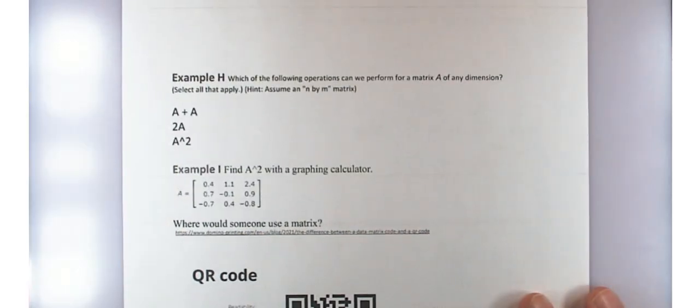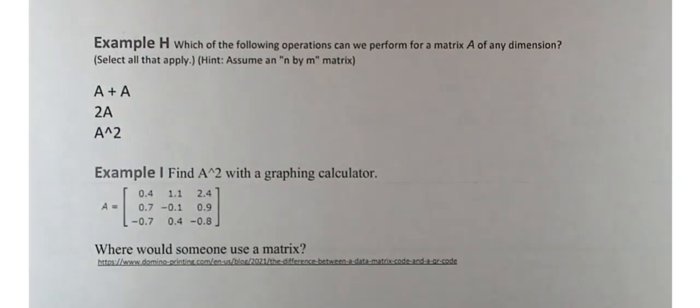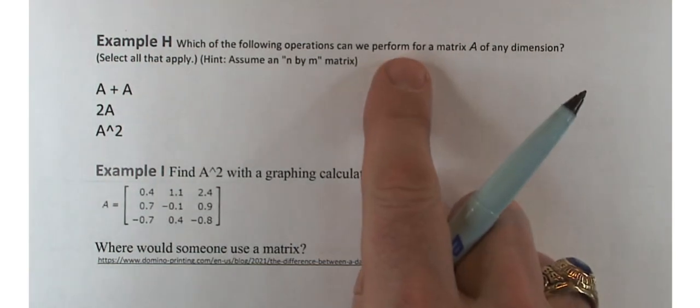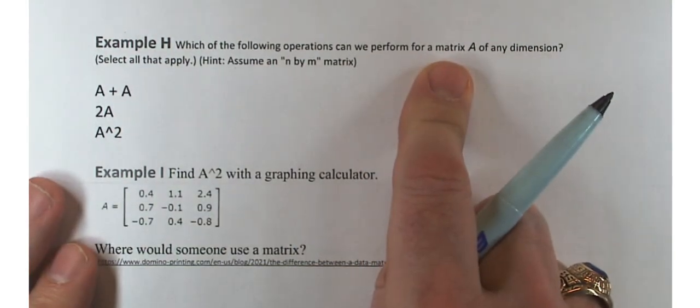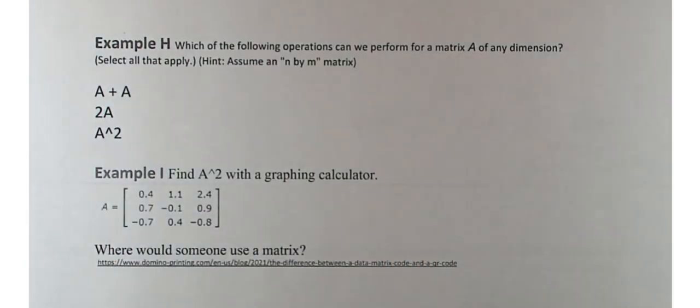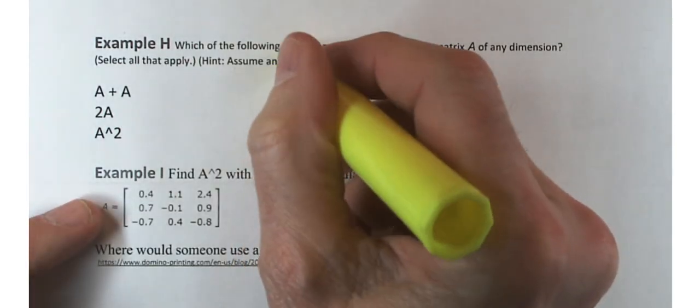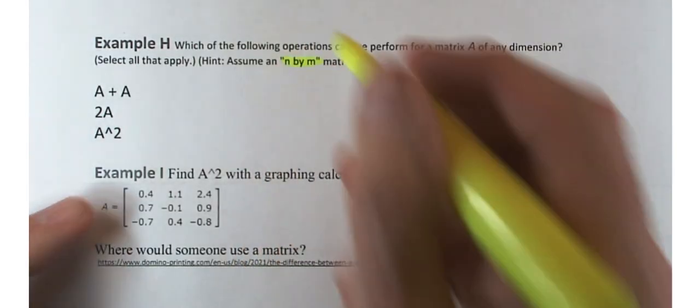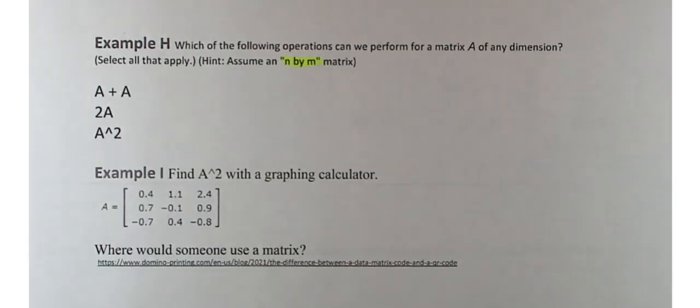Let's flip over to this. This is kind of an interesting question. It says, which of the following operations can we perform for matrix A of any dimensions? Now, if it's any dimensions, then that's going to mean dimensions aren't necessarily equal, just m by n. Now, if it's a square matrix, that's kind of cool, but what if it's not?